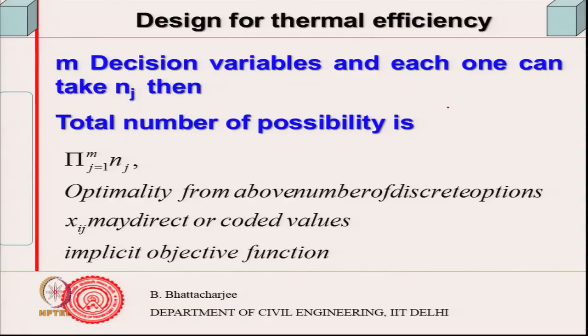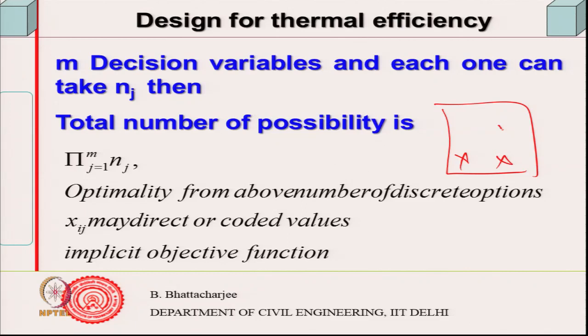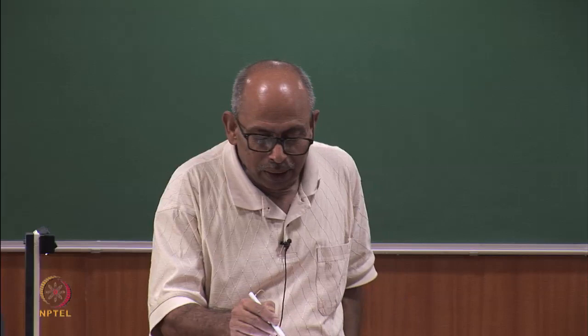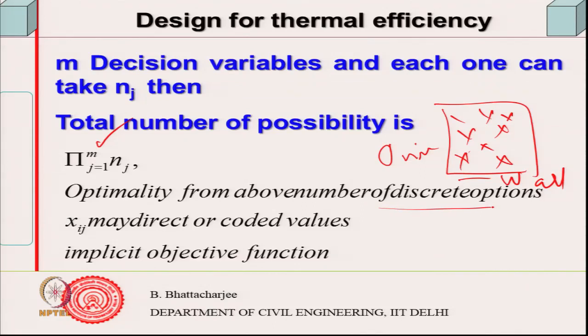If I draw it, it will be m dimensional hyperspace. If there are 2, it will be 2 dimensional space. So in 2 dimensional space, I would have discrete points like this, where let us say this is wall construction, rest all I have fixed, and this is orientation, or shape and orientation, and rest all are fixed. So there are 64 possibilities, I choose the best out of them. In the general case, it will be m dimensional hyperspace with this many number of options. So, optimality from the above number of discrete options.